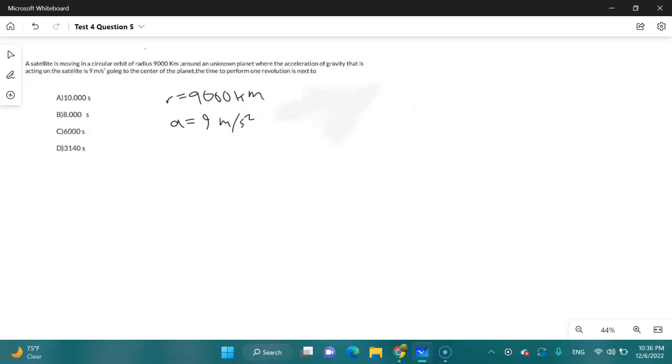The time to perform one revolution is next to it, so we're trying to find the time that it takes for this satellite to complete one full revolution. So now the first thing we can do is convert this value over here of the radius to meters. So it's going to be 9 times 10 to the 6 meters. And then we can keep the acceleration value the same.